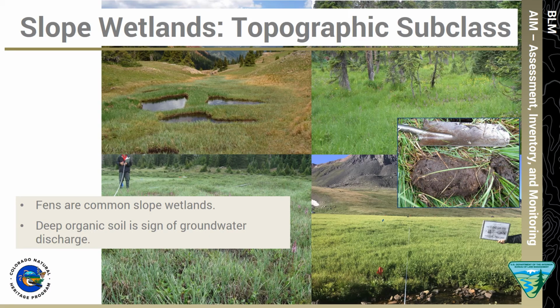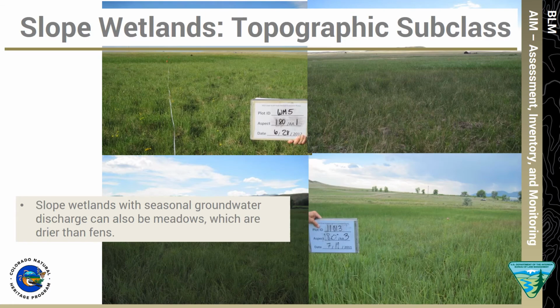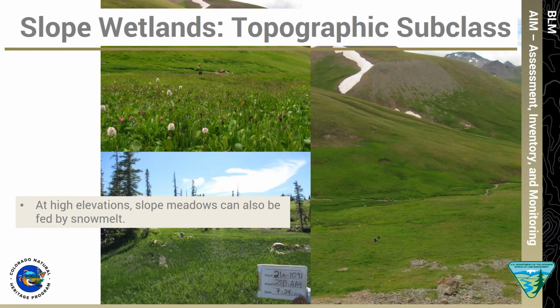Fens are a common slope wetland that form at the base of slopes with high groundwater discharge. Fens have deep organic soil that is a sign of perennial groundwater discharge. Slope wetlands with more seasonal groundwater discharge can also form wet meadows, which are drier than fens and don't have thick organic soil. At high elevations, wet meadows can also be fed by snowmelt.